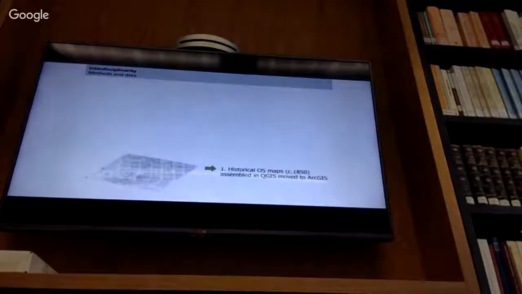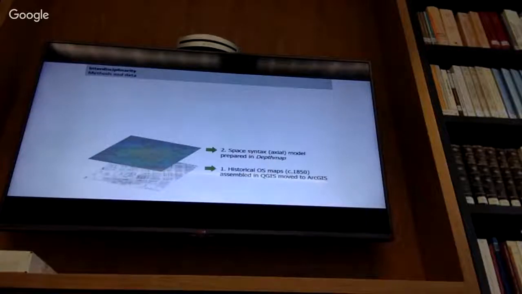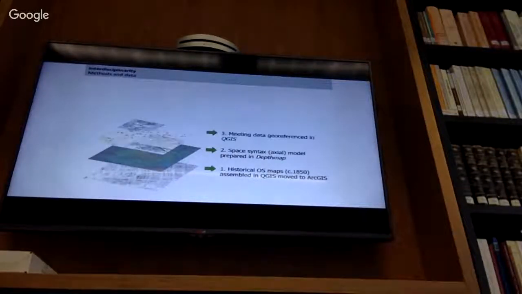This explains basically the way that we did it. So quickly, we start with the historical OS maps, and I put them in QGIS just because I'm cheap. Then Blitzer here put them in ArcGIS because she's professional. She prepared the space syntax literally by just drawing the lines on the map. Not by hand, but using the software. It's basically tracing over the contemporary maps.